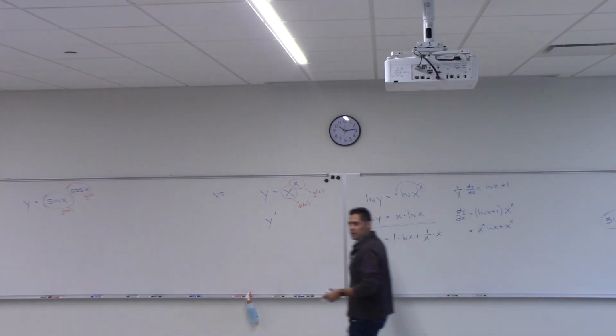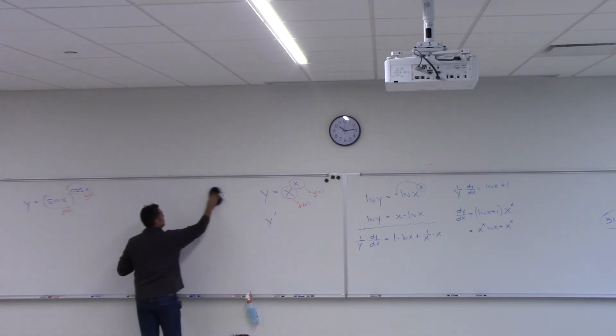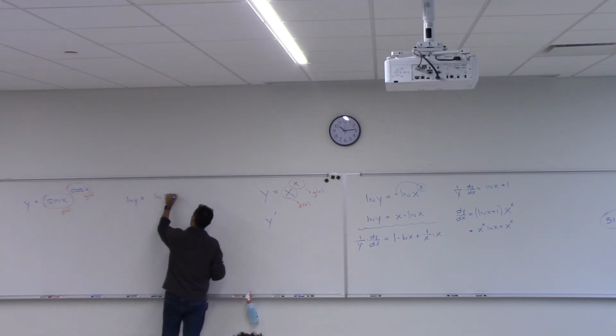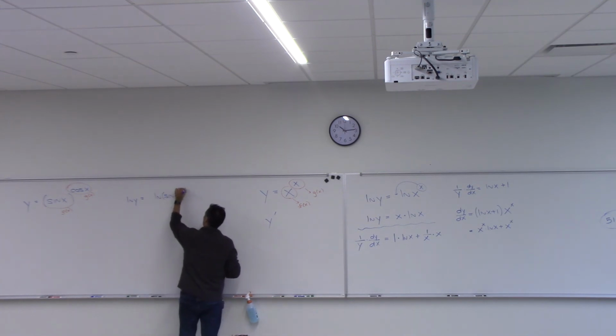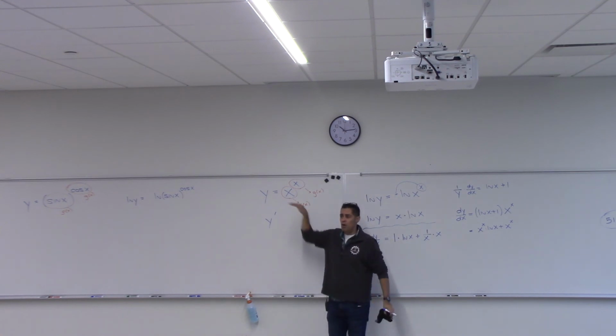Seem reasonable to do that? Okay. All right, let's do this one. It's going to go the same way. So we have natural log y on both sides, natural log of sine of x raised to the cosine x. I'm going to pop the cosine out to the front of the log.